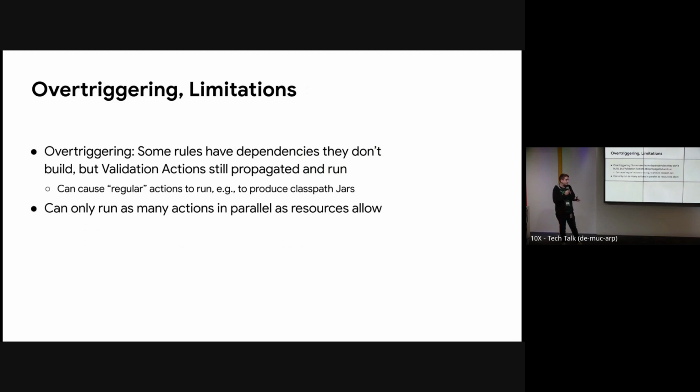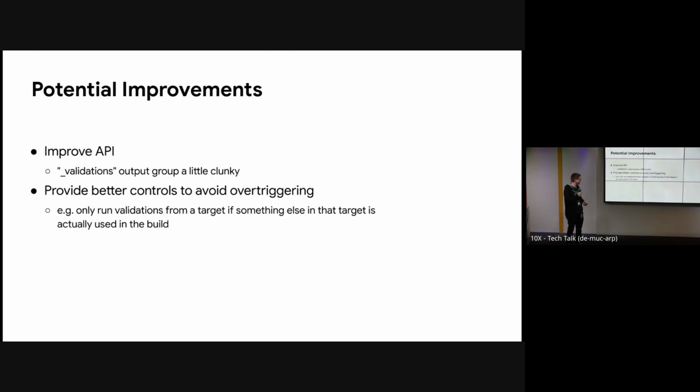And another limitation is that you can only be as parallel as your resources allow. So, if you have 1,000 targets that you want to build and each of those has a validation action, well, that means you need to run 1,000 additional actions. You may not have 1,000 machines all running in parallel to run all of those actions all at once.